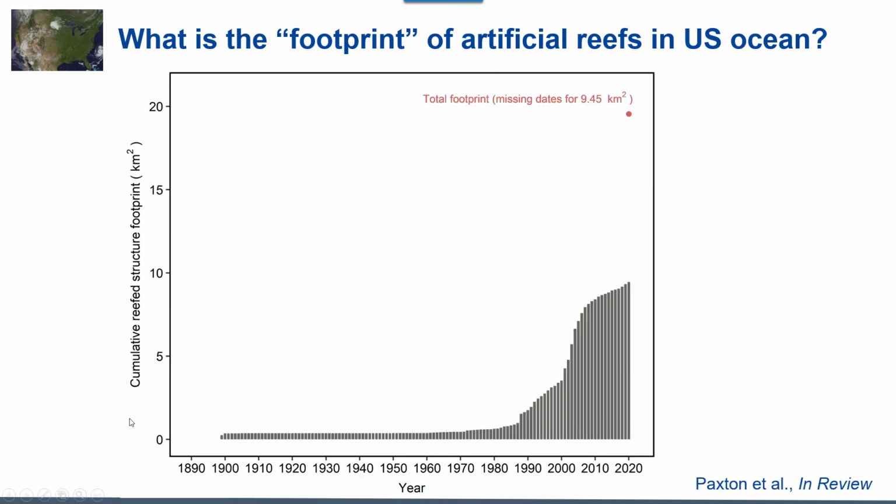And so with this data set that our team from these 17 states compiled, we were able to start understanding how the artificial reef footprint in the US Ocean has changed over time.